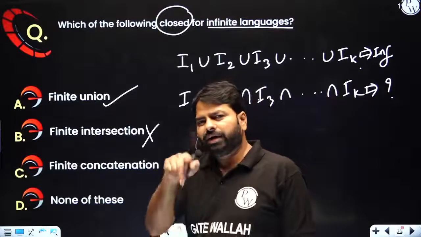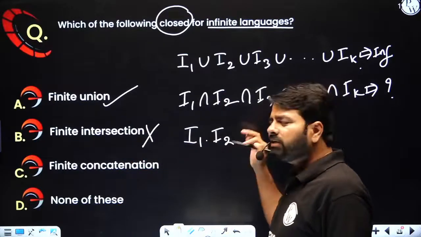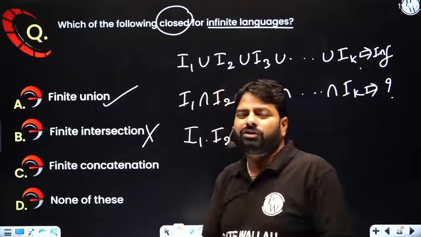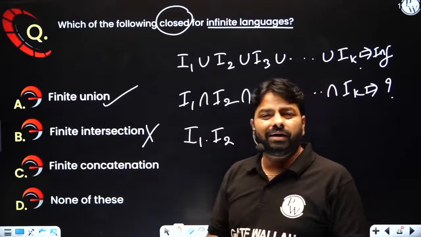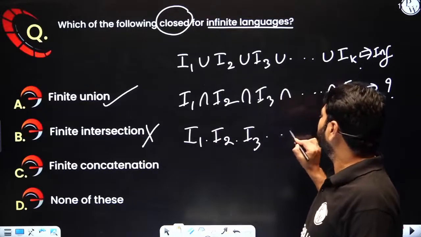Concatenation. Infinite dot infinite. Are you aware of this? An infinite language followed by an infinite language. When you do the concatenation, you again get infinite. Similarly, you are applying it k times. What is that k?